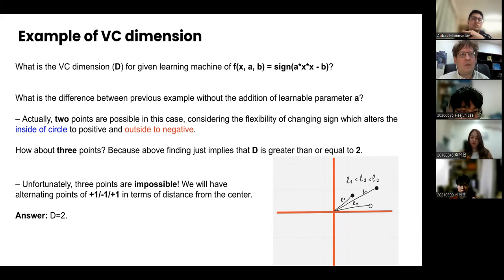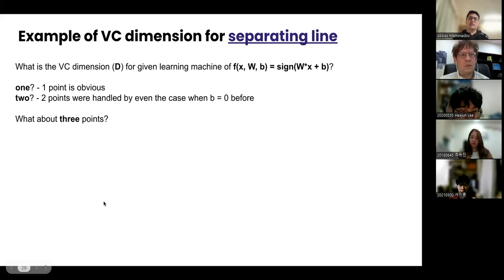So the VC dimension of the circle, which is flexible in terms of direction, as you can see from here, when we add this a, then the VC dimension becomes 2. Let's take a look at another example, w times x plus b. In this case, we have some weight vector, and we are multiplying it by a 2-dimensional input vector x, and we are adding some b term.